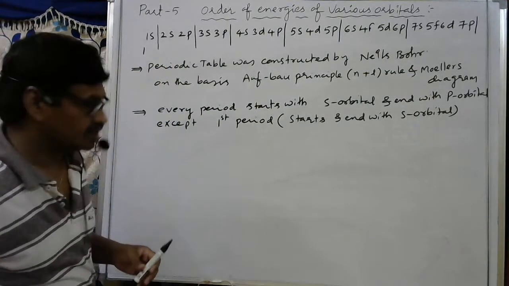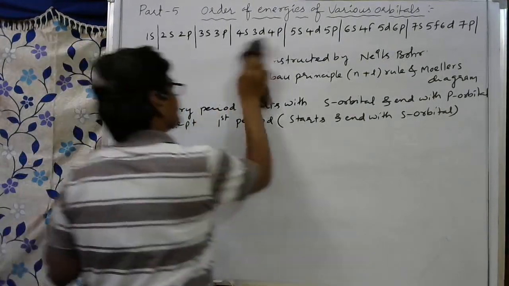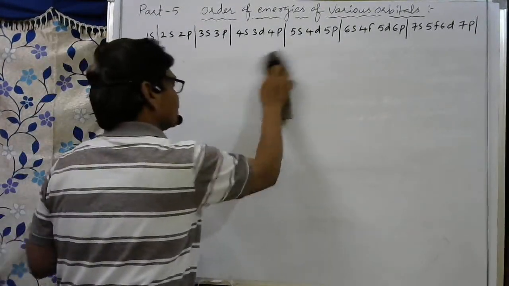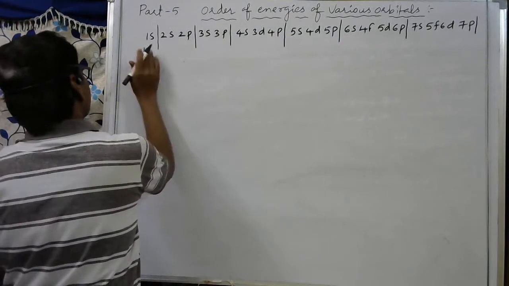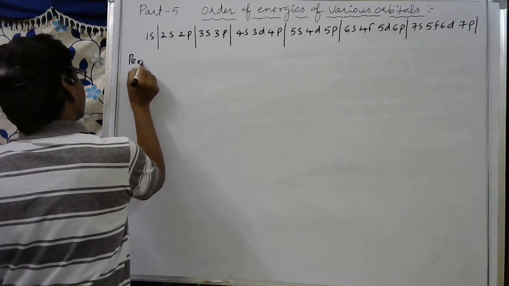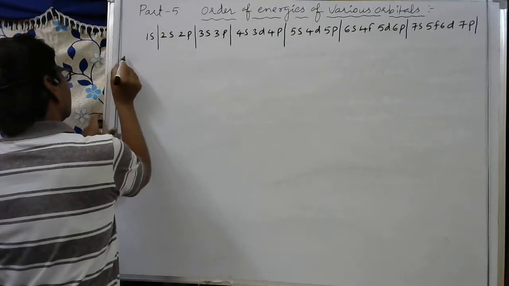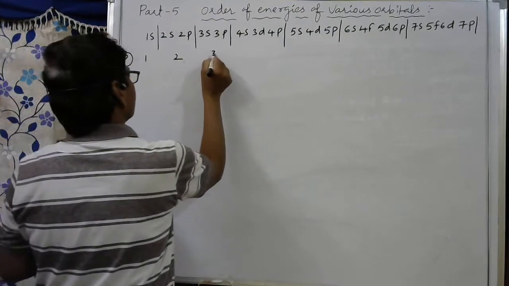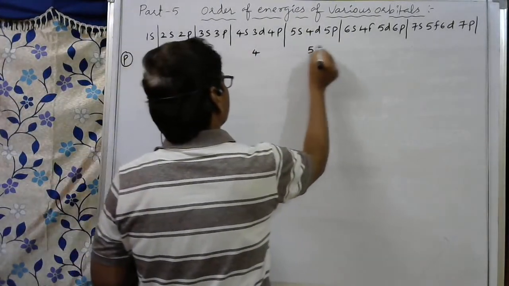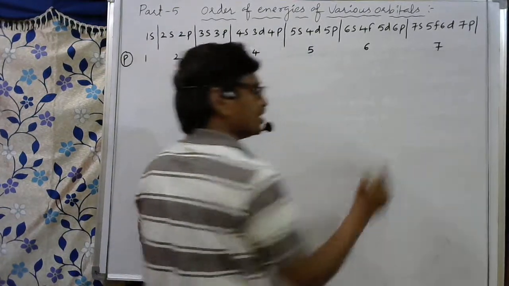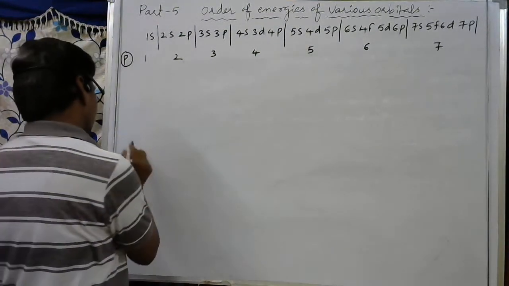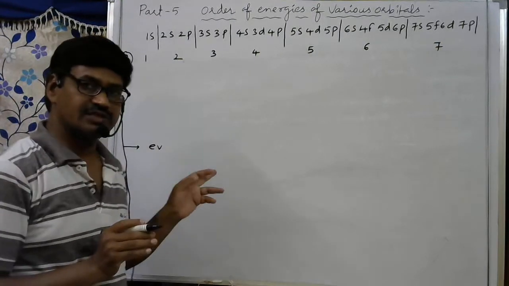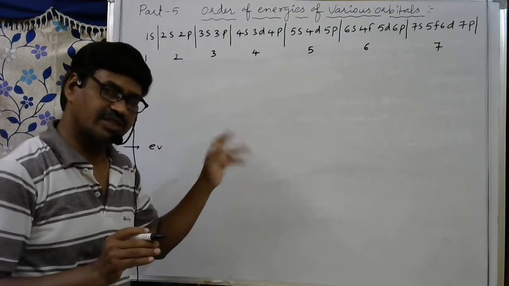Then here I am taking some space. One more time I will write. Here this is the first period. Period number I am writing: P. P is nothing but period. Remember: first period, second period, third period, fourth period, fifth period, sixth period, then seventh period. As already given, this periodic table was constructed by Niels Bohr.